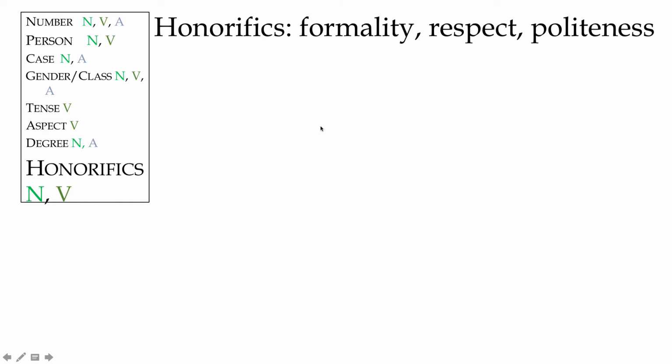The honorific system is important in many languages to indicate formality, respect, and politeness. In European languages, this is usually done at least in second-person plural pronouns. There's an informal you and a formal version of you. So it would be tú, usted in Spanish, tu, vous in French, du, Sie in German, ty, vy in Russian. In Mandarin Chinese, nǐ is you, and nín would be the more formal version of you.